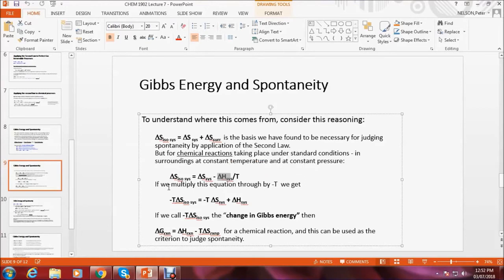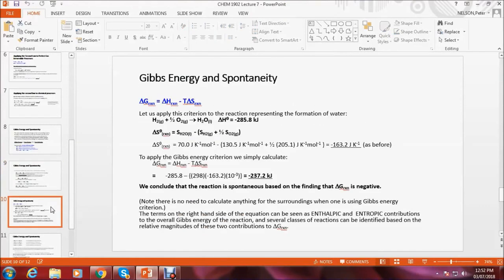Now, as you'll realize, if we just multiply by minus T, then we'll end up with this third equation here. Now, the minus T delta S of the isolated system, if you think about it, kind of makes things simpler, and we call this the change in Gibbs energy. And so with a little bit of rearrangement of this third equation and changing minus T delta S isolated to delta G, we have the formula for calculating Gibbs energy.